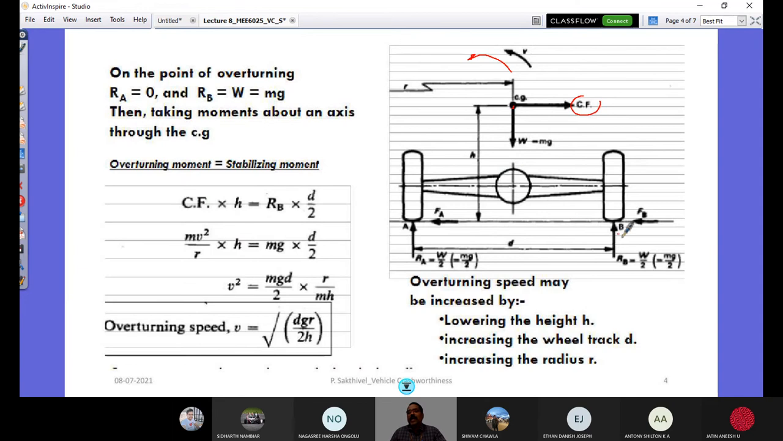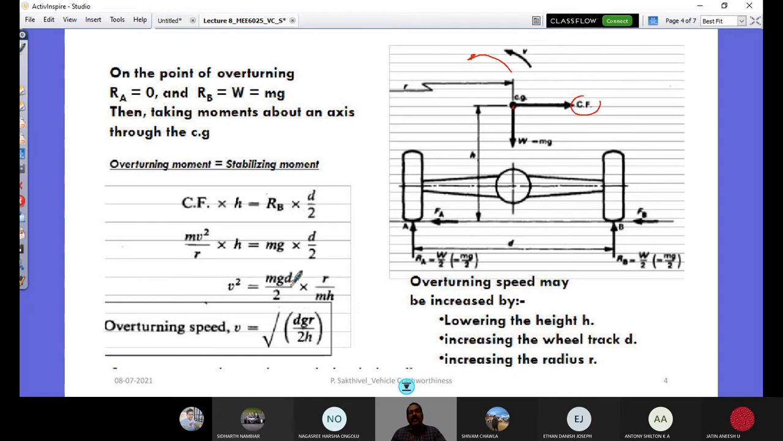So this, and the summation of FA and FB, forms a couple. And this weight would be migrating outward. And what would happen? See, this RB into D by 2 is what? At the time of tipping, there is no contact of this, so you'll have only this RB into D by 2 as the stabilizing moment.